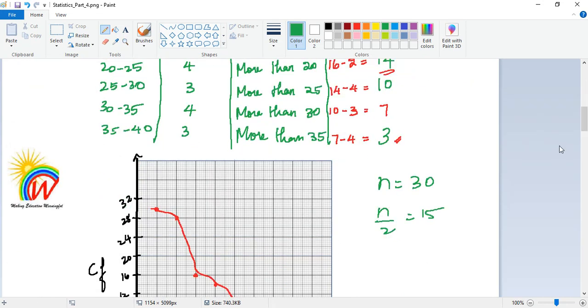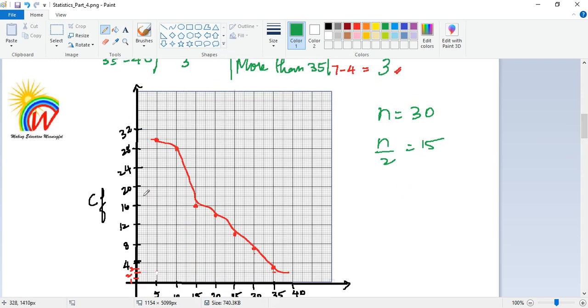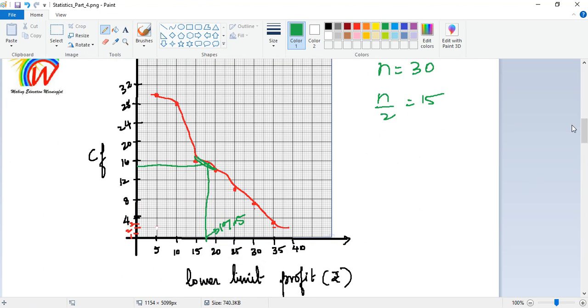So you go to the 15th value over here, somewhere over here. And if you draw it, you will get almost the same answer. Maybe the graph is not very neat, you have to join it properly. It will come around the same value. Here also it's coming between 15 and 20, around 17.5. So whether you plot the less than graph or the more than type graph, you're going to get the same answer for the median.